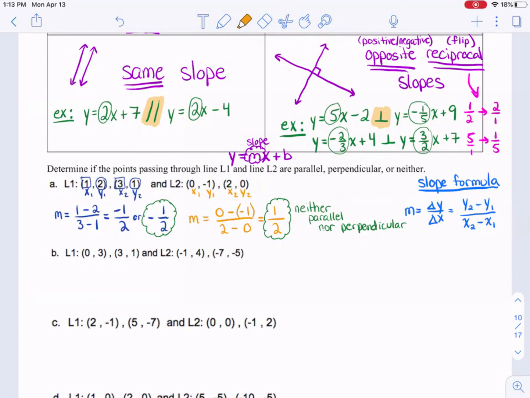Do you know the slope formula? That's the knowledge you need to help answer these questions. Parallel lines have the same slope. Perpendicular lines are opposite reciprocals. Excellent. And lucky for us, we have some more sample practice problems.